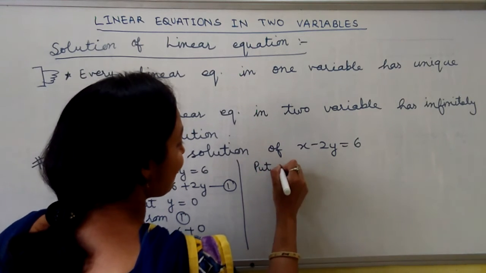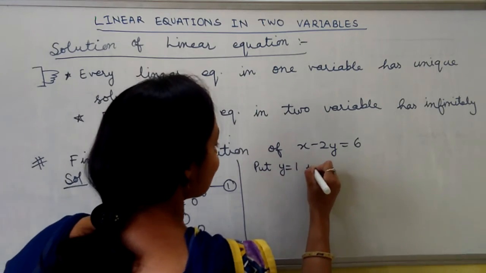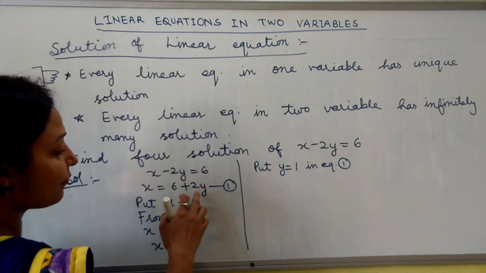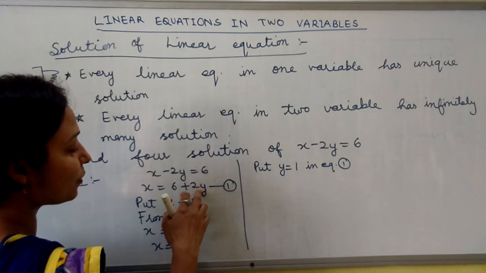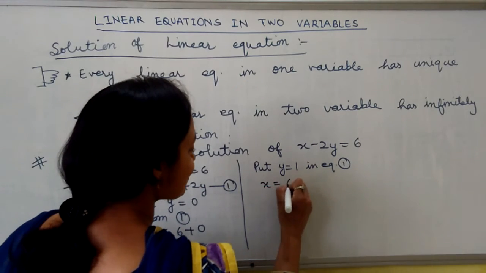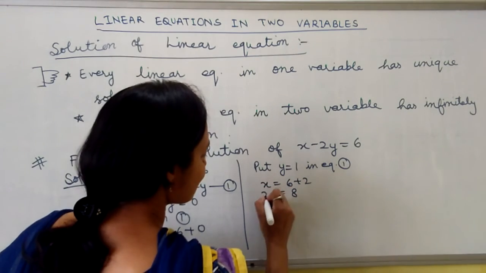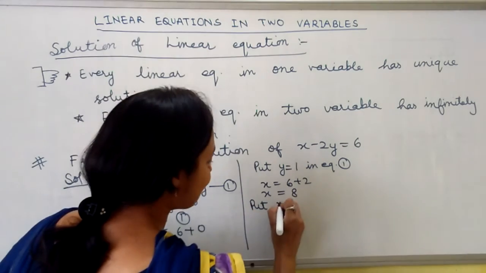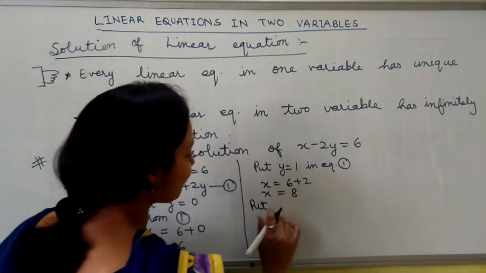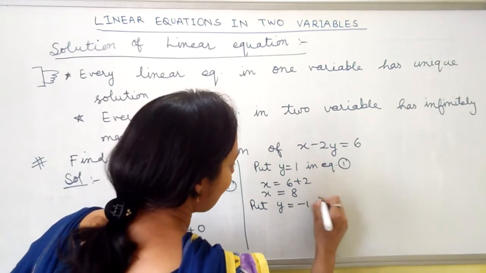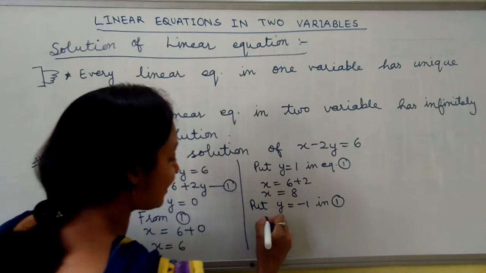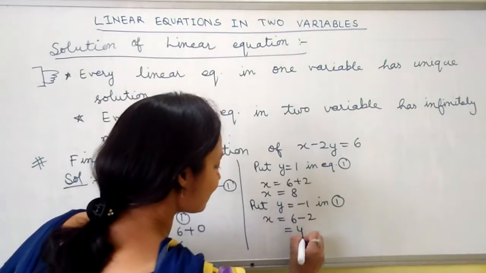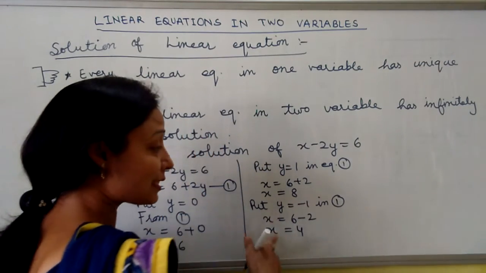Put y equals to 1 in equation 1. So what do we get? 2 into 1 is 2, so x equals to 6 plus 2, that is 8. Right? This is the second solution. Now put y equals to minus 1 in 1. When you substitute minus 1, x equals to 6 minus 2, that is 4. Okay, so this is the third solution.